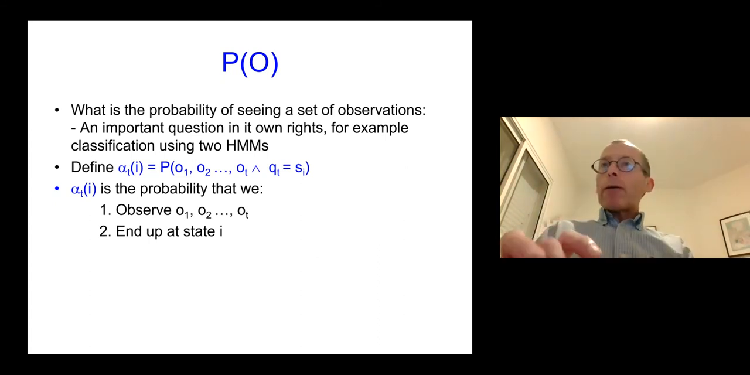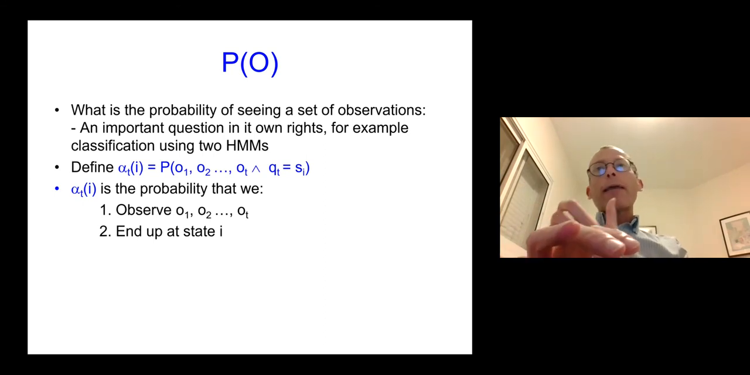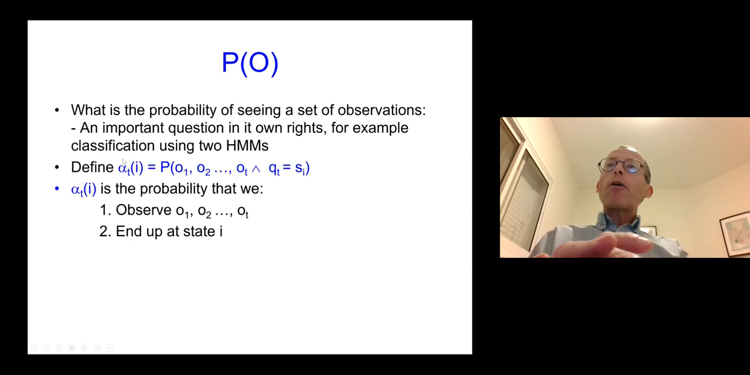Okay, so let's say we want to compute P of O either because we want to do classification or because we need it for our derivation. How do we compute P of O? Again, we are going to use induction. Now I'm going to define a slightly different parameter, which I'm calling alpha T of I. Just the definition: alpha T of I is defined as all the observations up to time T, and, so this is not conditioned, this is and, qt equals SI.